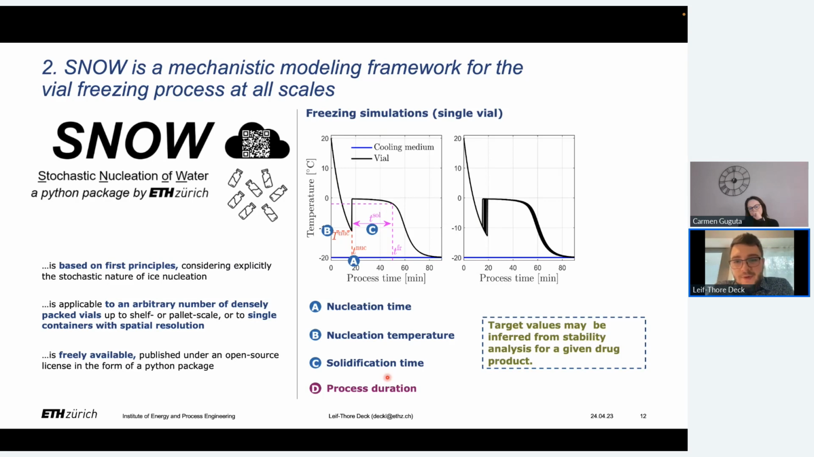Now, these quantities are interesting because depending on what drug product you have, your stability analysis may actually reveal that you want to have a specific range of nucleation temperatures or solidification times, or you might also have a limit for how long the entire process should take. So you can really, based on the needs for your drug product, design the freezing process.